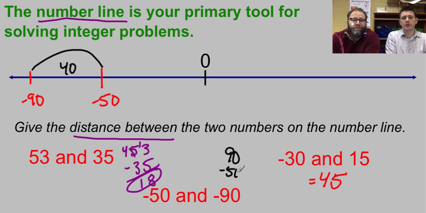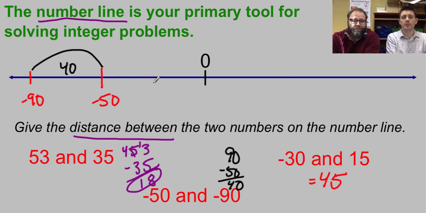90 minus 50. Notice when we're subtracting, we don't worry about whether it was a positive or negative number. They're both on the same side, so we're not really worried about the signs. We just want the difference between them. 90 minus 50 is 40. So we have a distance of 40.